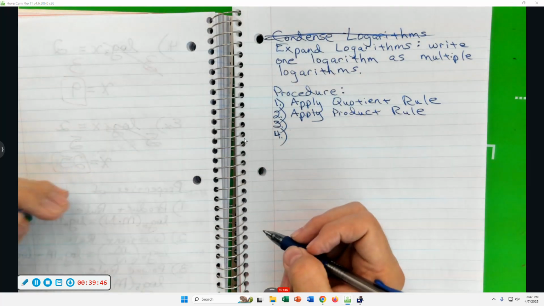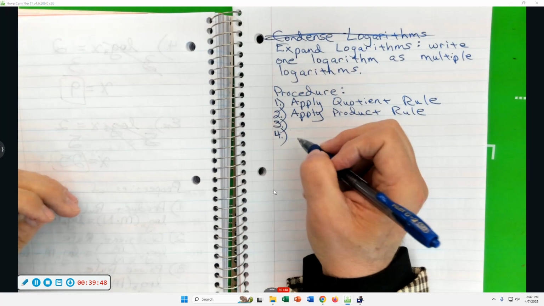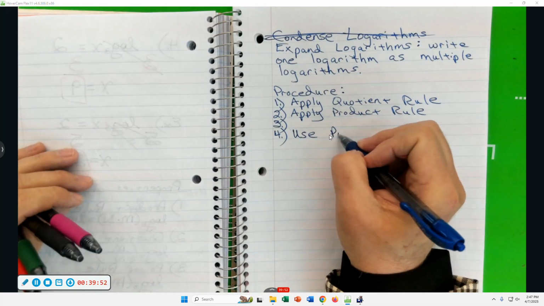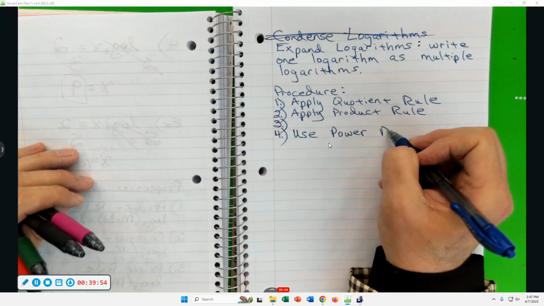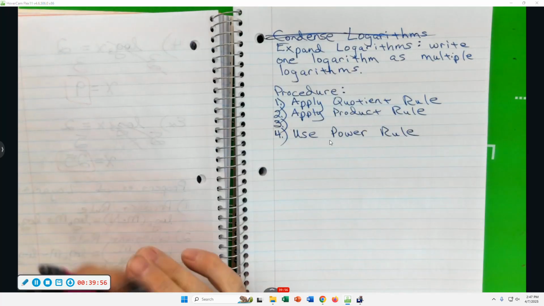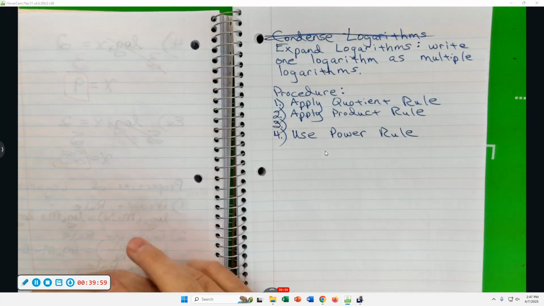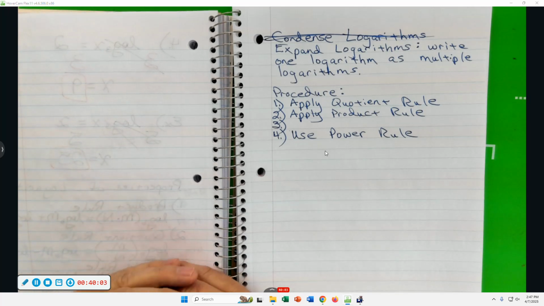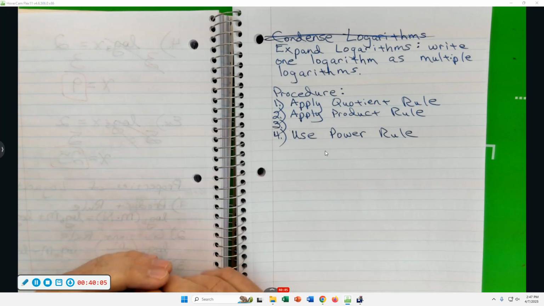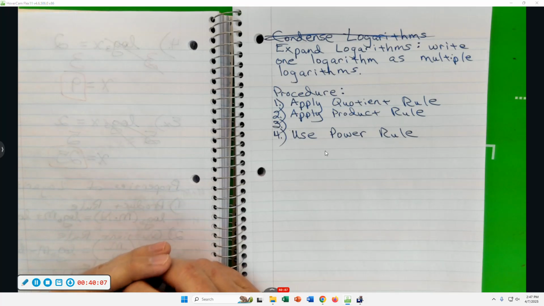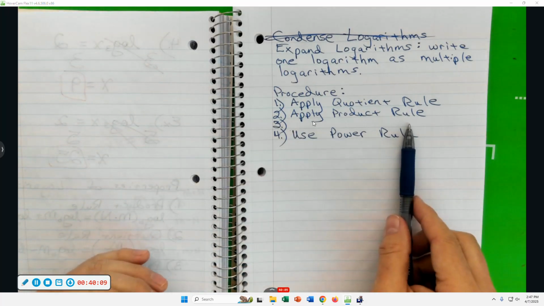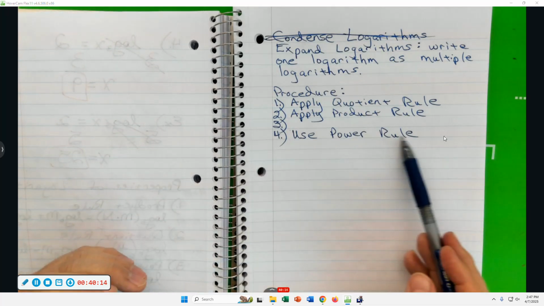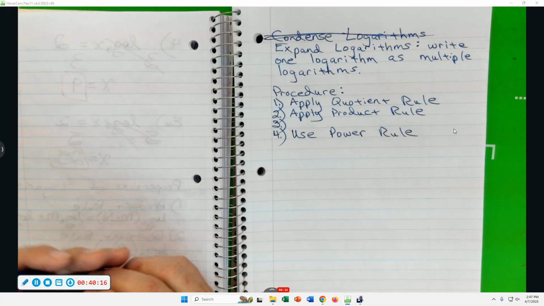Step number 4, the last thing we'll do is use the power rule. I don't know why I'm saying apply. Why don't I just write use? That's fewer letters. So we'll use the quotient rule first if our argument has any fractions in it. Then we'll use the product rule. There's this third step that I'm not going to write yet. Okay, I'm going to see if y'all can figure it out. And then the last thing we'll do is we'll get rid of exponents using the power rule.